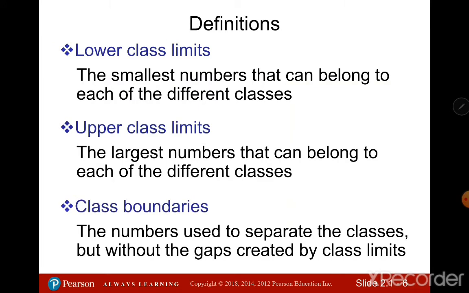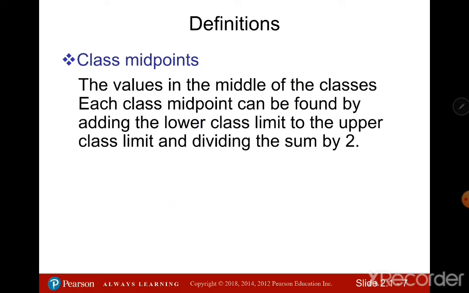After that, we will have another definition, class boundaries. We will talk about this one a little bit later. Let's move on to the next one, class midpoints. Let's check the definition first. It's the value in the middle of the class. And how can we get it? We just add the lower limit to the upper limit and divide the sum by 2. So this is called the class midpoint.